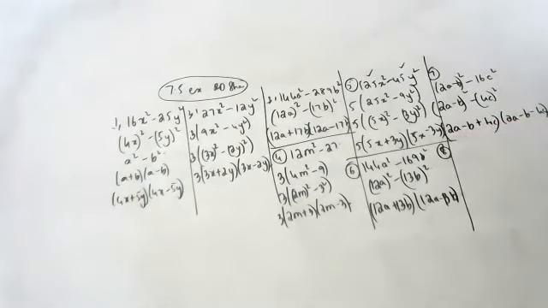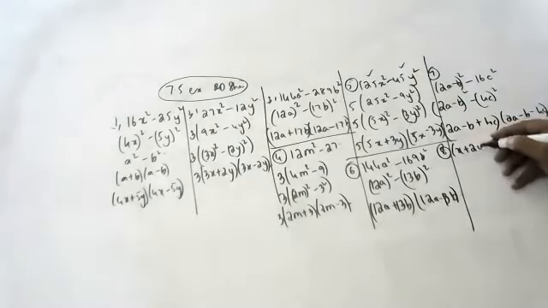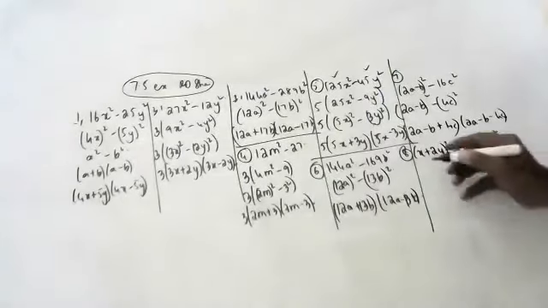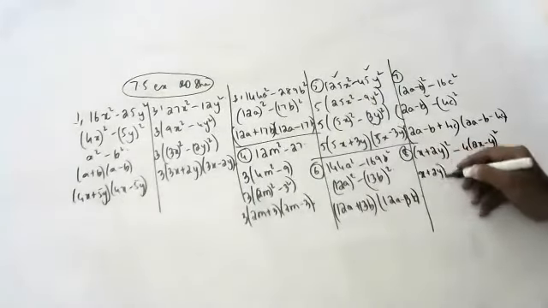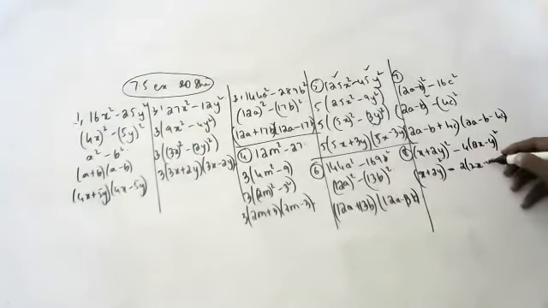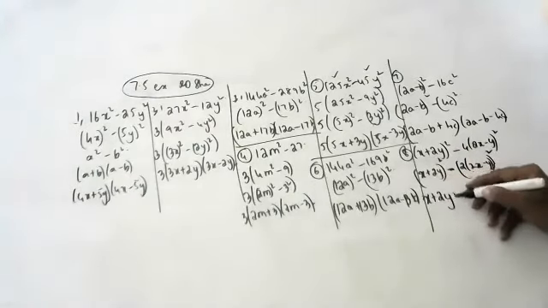Next question also you need to do. x plus 2y whole square minus 4 into 2x minus y whole square. Sir, it is a square minus b square. x plus 2y whole square minus 2 into 2x minus y whole square. A square minus b square, a plus b. x plus 2y plus 2 into 2x minus y.